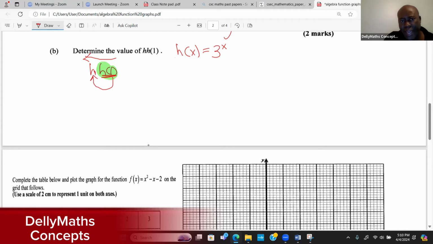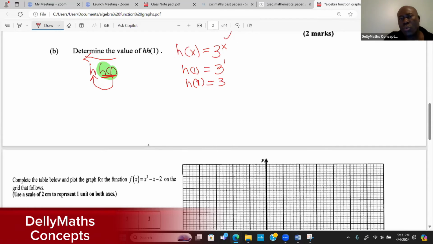So let us find h of 1 right now. H of 1 would mean that I'm going to put 1 where the x is in the h function. So it is 3 raised to the x, it's going to be 3 raised to the 1. 3 raised to the 1 is just 3. So h of 1 is actually 3.